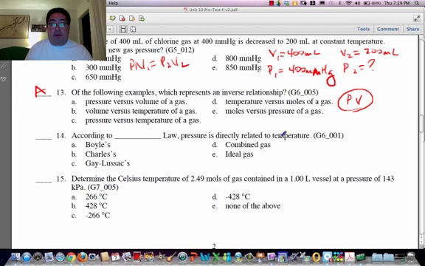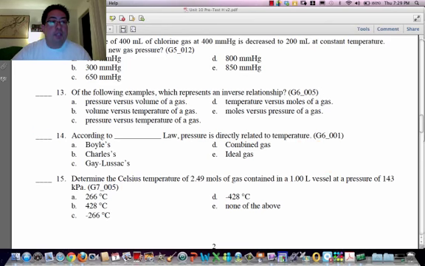For 14, according to Planck's law, pressure and temperature are directly related, which is another way of saying directly proportional. And so we know this one is Gay-Lussac's law, which is C. Let me make some more room so I can do 15, and I'll scroll it up a bit.